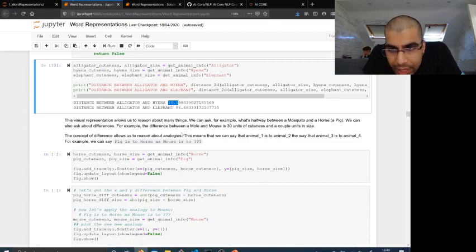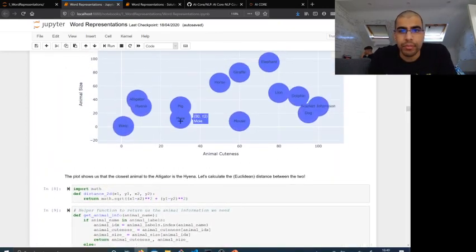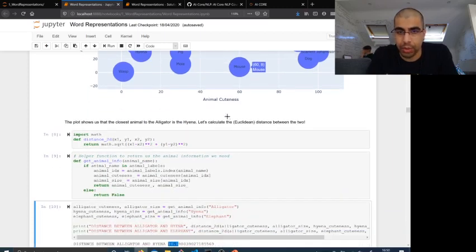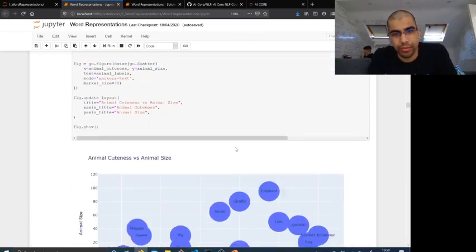The other thing I have mentioned here is that we can do analogies as well. We can say pig is to horse as mouse is to what? So we can say pig is similar to horse as mouse is to, obviously, in this case, lion. We can do this analogical reasoning just by using these data points.